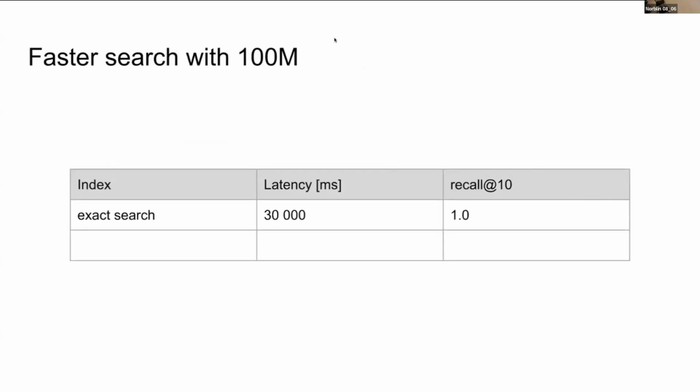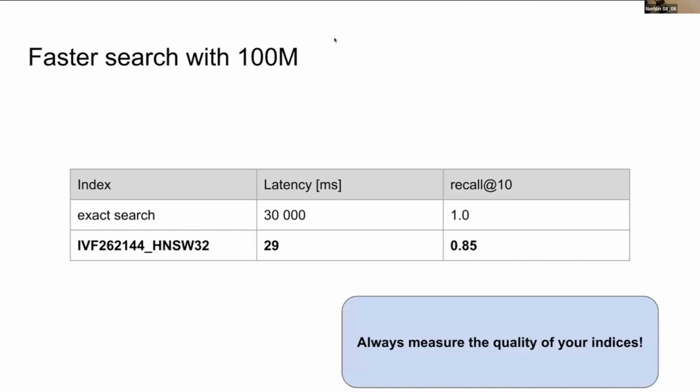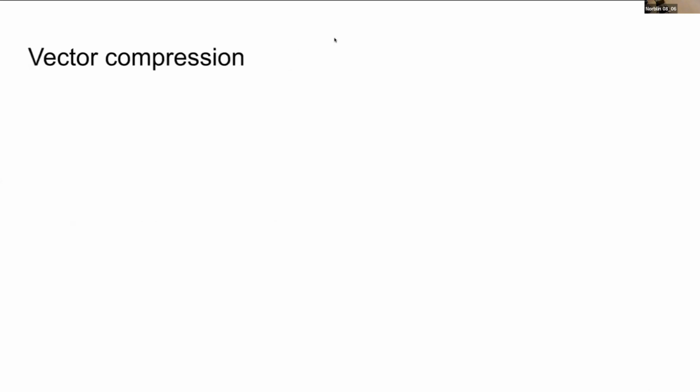And for exact search, as I said in the beginning, it would take about 30 seconds to complete, right? And if we pick an index, such as IVF, HNSW, we would see that it has a latency of only 30 milliseconds. And the recall is about 0.85. So we sped up our index from initially 30 seconds to only 30 milliseconds without a huge recall sacrifice. But we only know that because we measured the quality of our index. So the tip that I would give you is to always measure the quality of your indices.